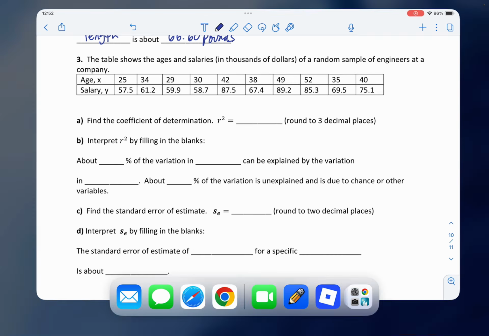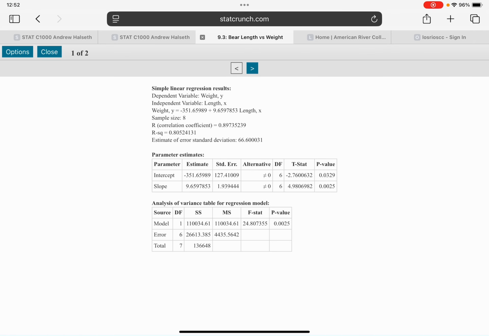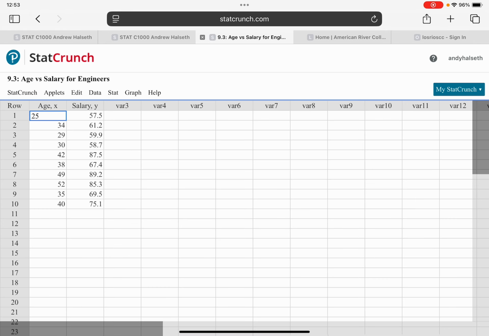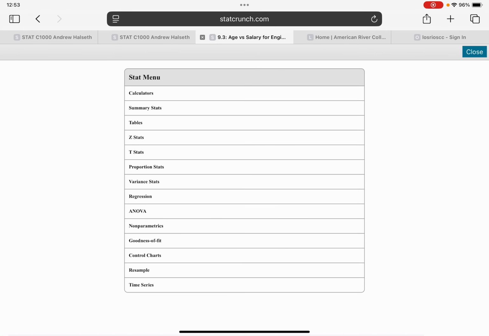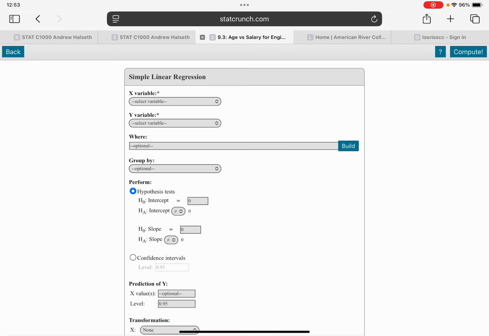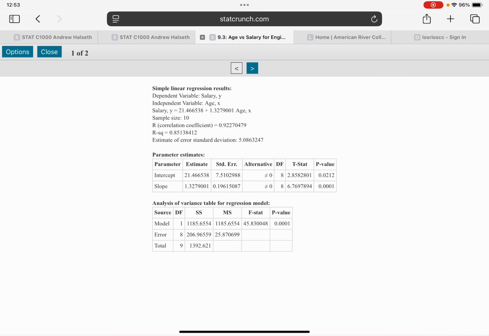Okay, so load it up. We're going to get rid of bear weights and lengths, and we're going to put in average salary for engineers. There it is. Stat. Regression. Simple linear. The X is the age. The Y is the salary. Compute. And we get our output. All right. So we've got the R squared, the 0.851. We've got the S sub e, 5.09. And those are the two values that this problem is asking about. So we'll jot those down in our handout.